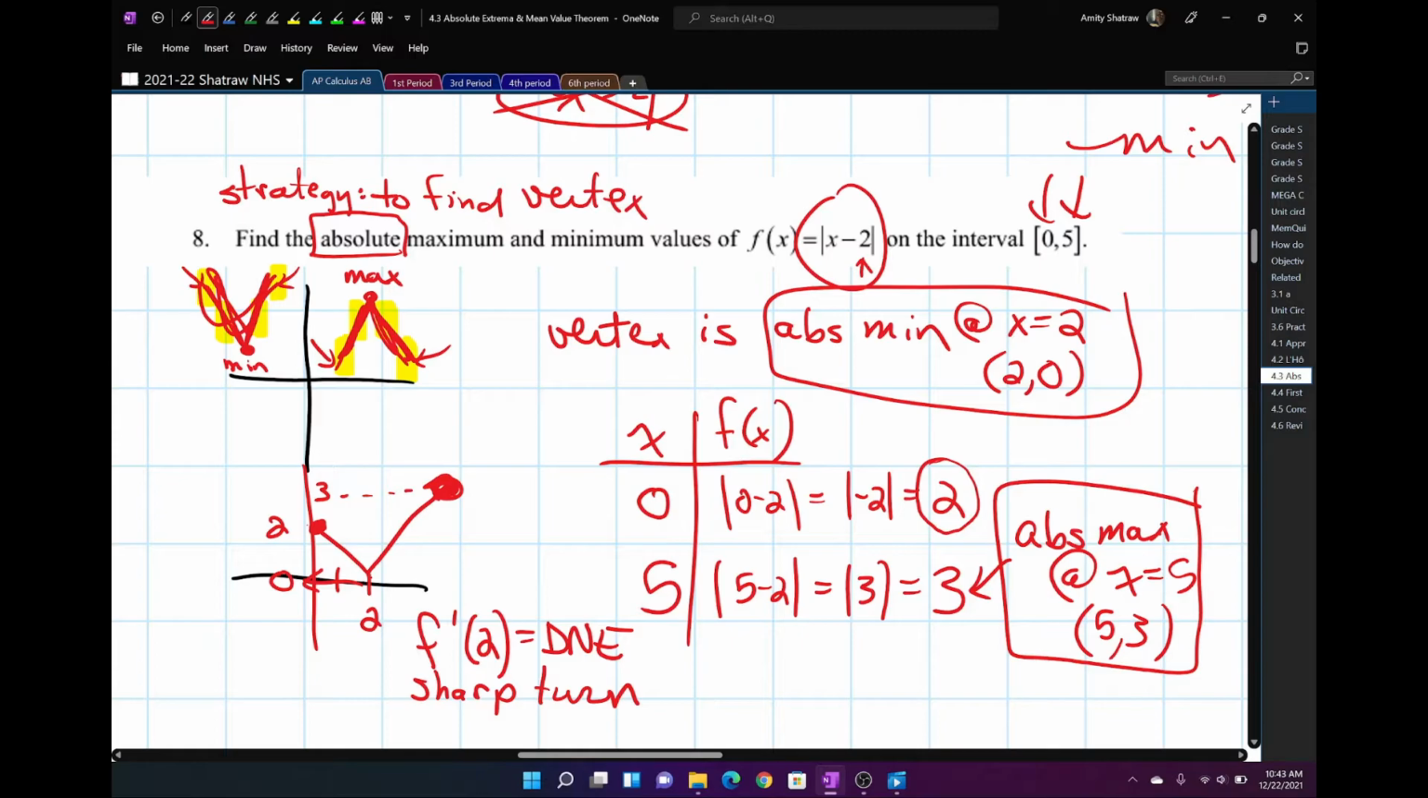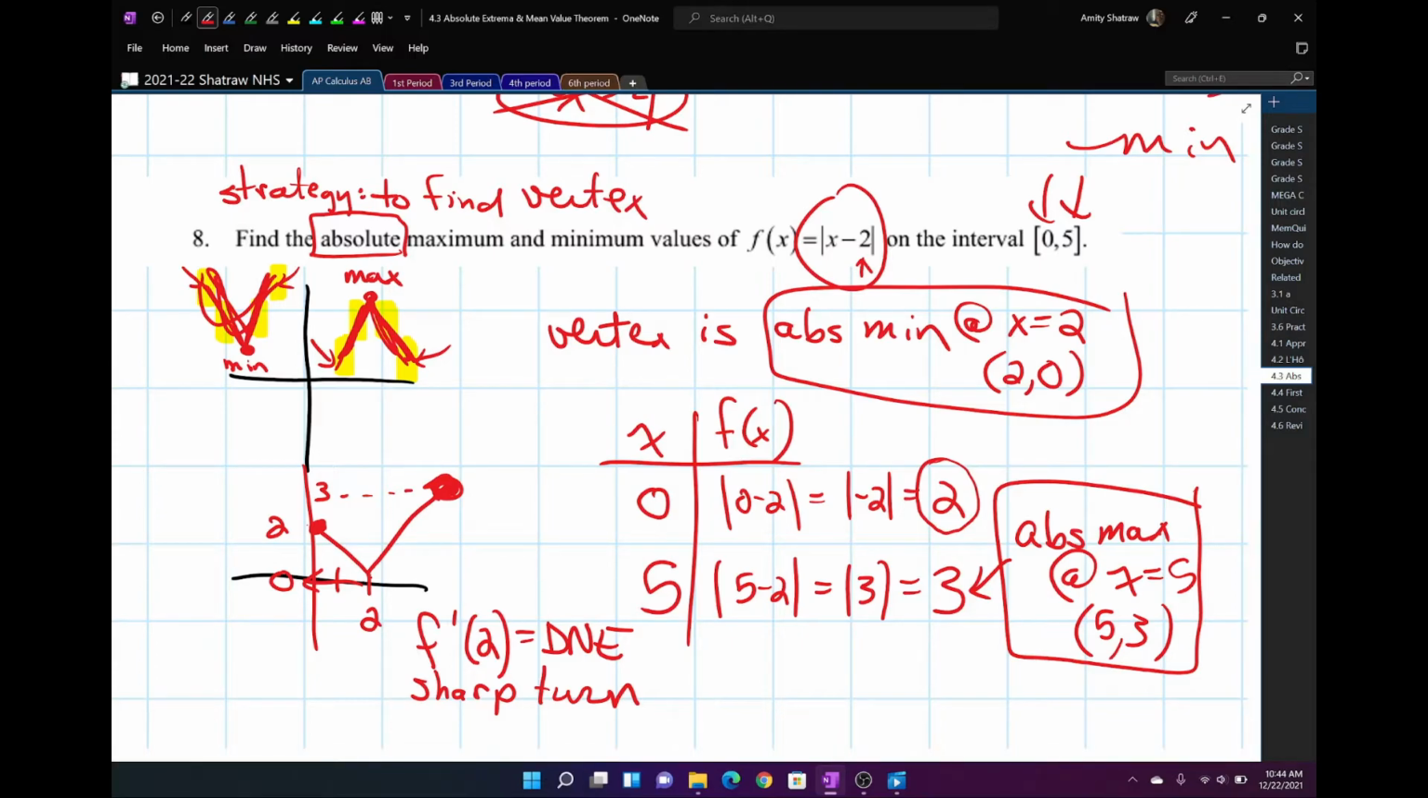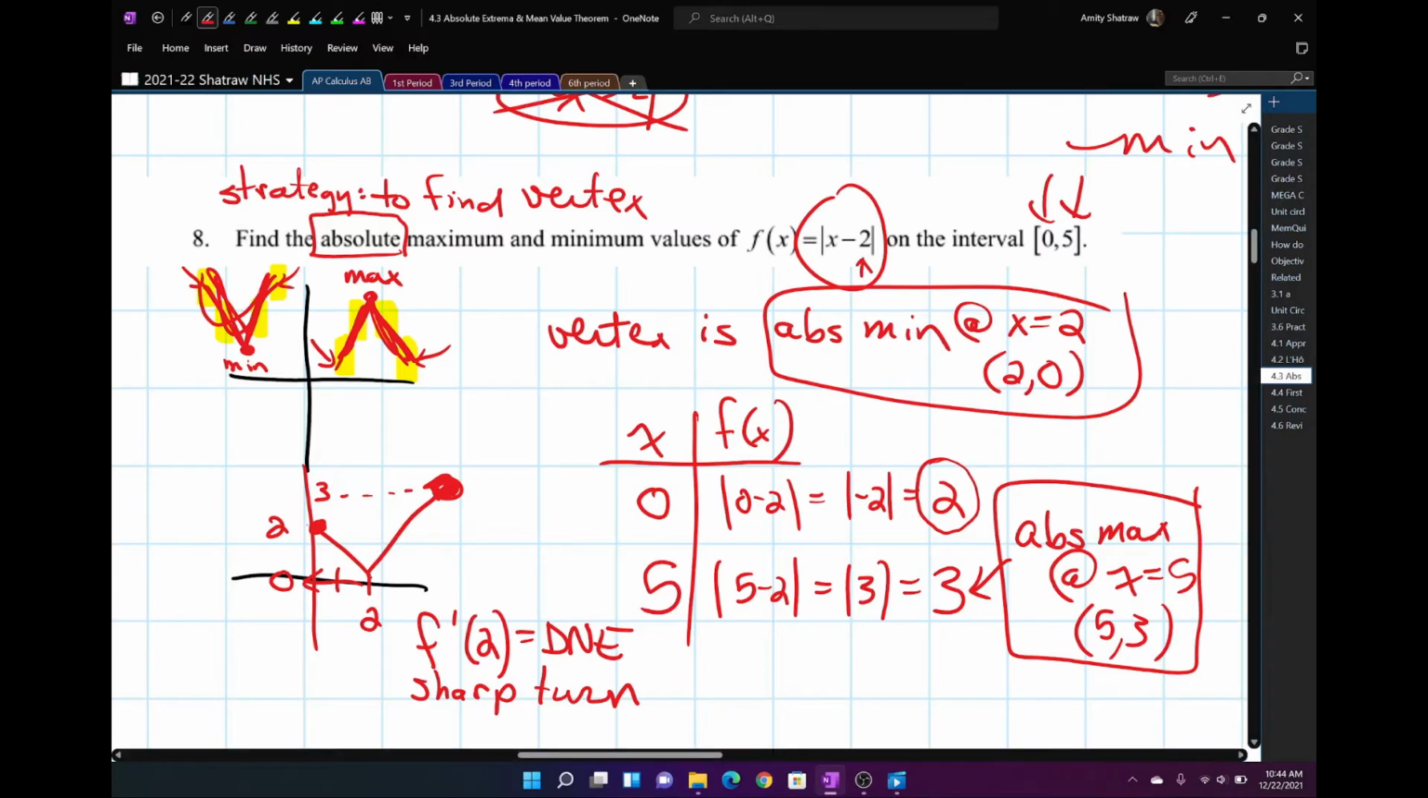And I do have a formula for finding the vertex of absolute values. So again, if you're interested in, well, what if it's a more complicated looking absolute value? What would I do? I can show you that. Ask for it in class.